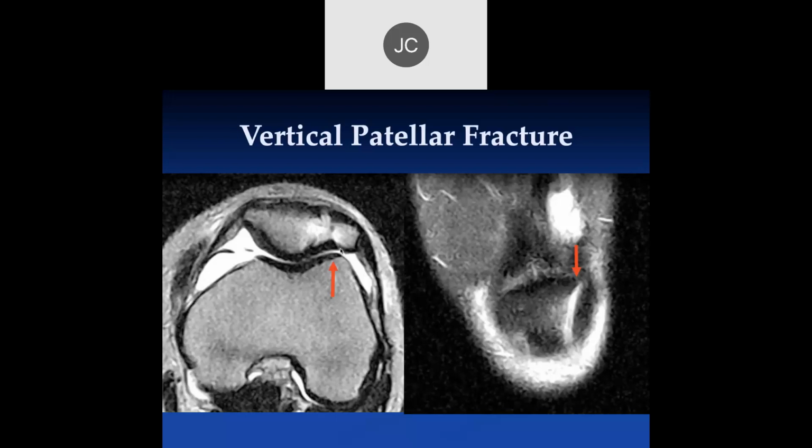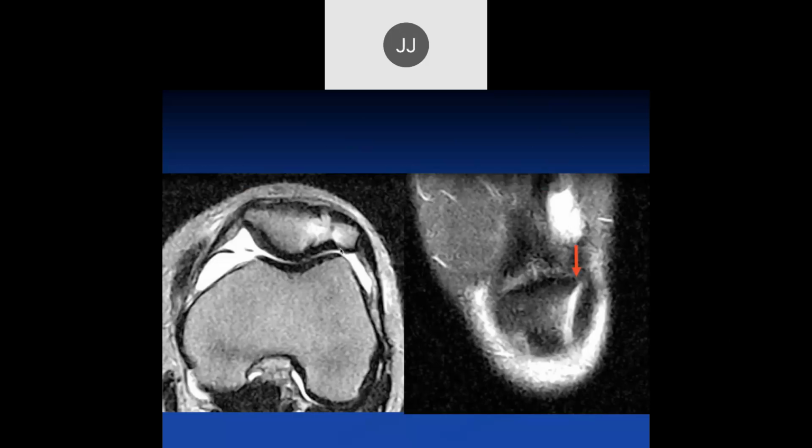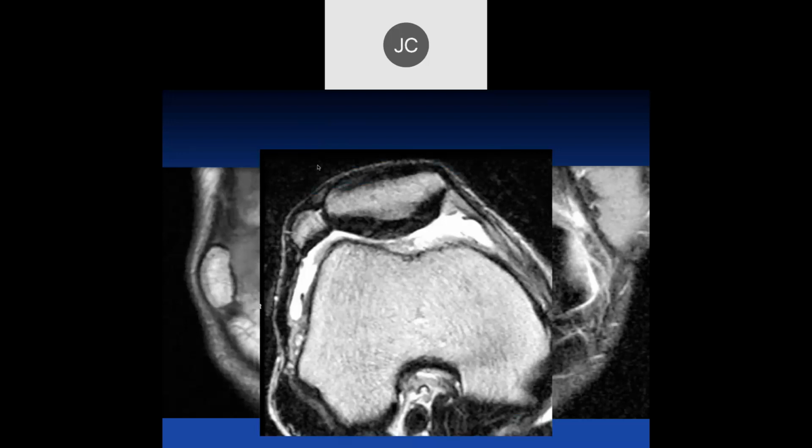Tayson, what do you think of this next case? Probably a bipartite patella. Okay, and then here the axial image, and here you can see the cortical margins on both sides. This looks like a second fragment, and we can see articular cartilage below it here. And this is a bipartite patella.